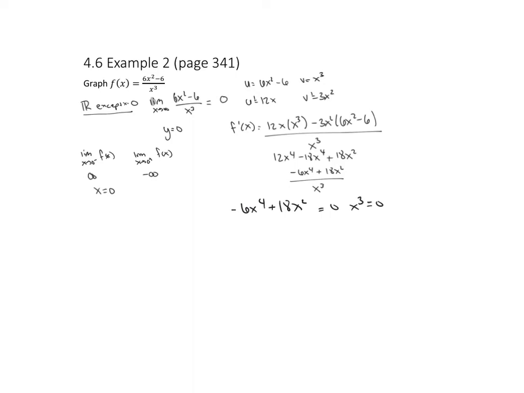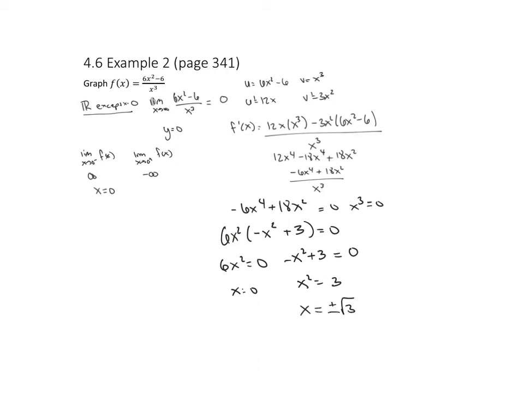So let's factor 6x squared out of my numerator. I'm going to get negative x squared plus 3. And we'll set each of those equal to 0. So 6x squared equals 0, so x is 0. And then negative x squared plus 3 equals 0, so x squared equals 3, and x is going to be plus or minus the square root of 3.